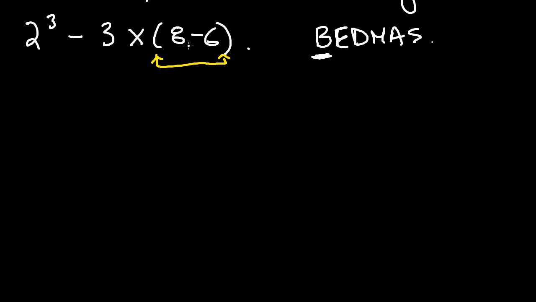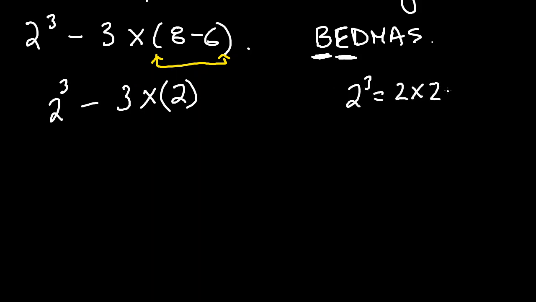Okay, so we have 8 minus 6. So 8 minus 6 is 2. Okay, and then we have the rest of the equation. So the next thing to take care of is the exponents. So as you can notice, we have an exponent on the 2 here. We have 2 to the power of 3. So 2 to the power of 3 just means 2 multiplied by itself 3 times. Okay, so 2 to the power of 3 is 2 times 2, 4 times 2 is 8. So 2 to the power of 3 is 8. So we have 8 minus 3 times 2.